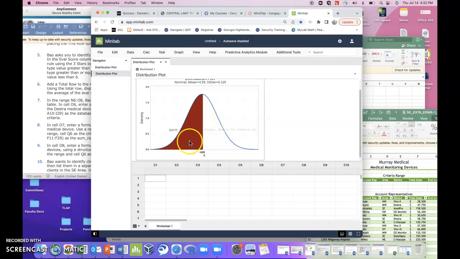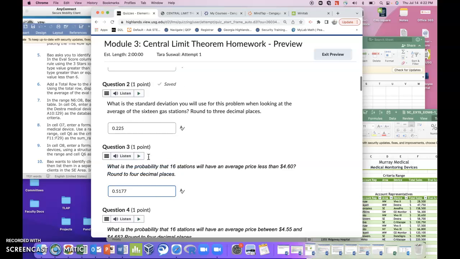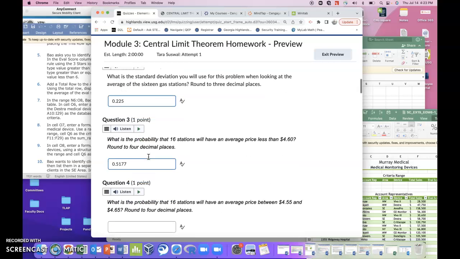The probability, remember, is the size of the red shaded area. So my probability here is 0.5177, or it's not quite a 52% chance that the 16 stations will have an average price less than that. So I'm going to put in 0.5177. And those are the correct answers for these 3 problems.